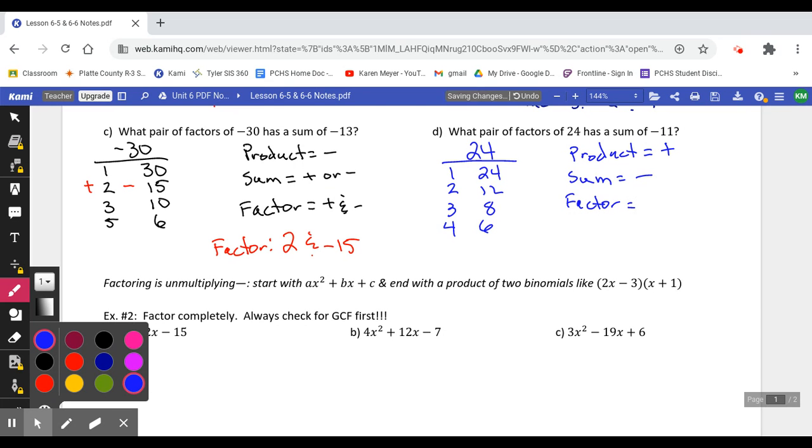Well, look at your sum. If your sum is negative, then that means you want to choose the two negatives. So which one of these can I make both numbers negative and they add for negative 11? Well, that would be negative 3 and negative 8. So my factors are negative 3 and negative 8.